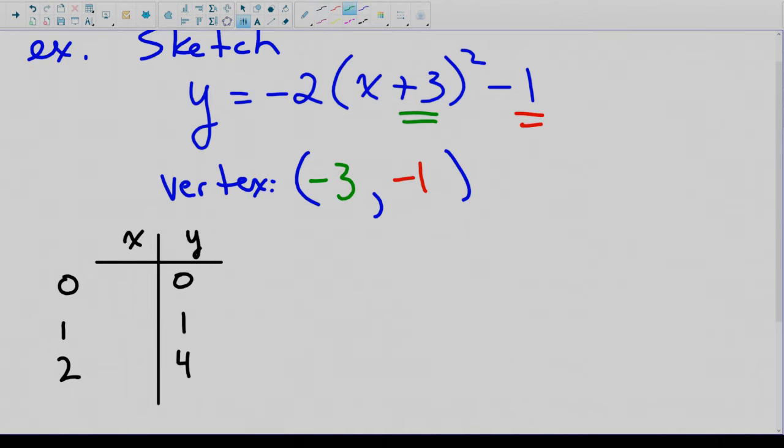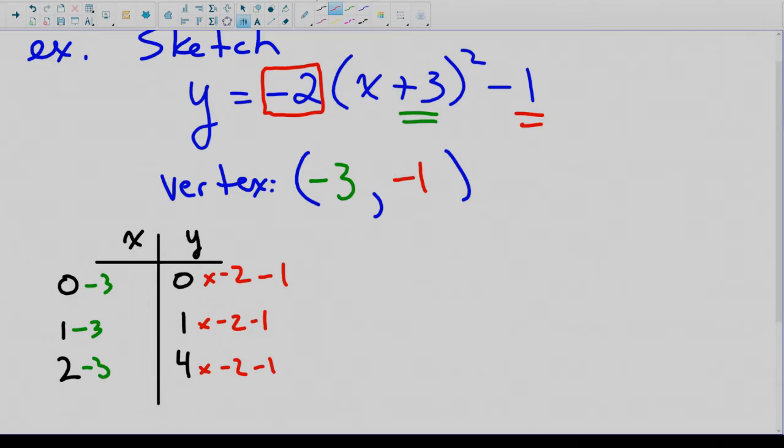So now let's apply all of the transformations. Our vertex is at -3, so we're going to subtract 3 from all of the X values. Now for our Y transformations, you can't just look at the coordinate of the vertex anymore, because the -2 is also participating in the Y transformations. So the -2 multiplies, and then the -1 subtracts. Okay. So let's do our table of values here.